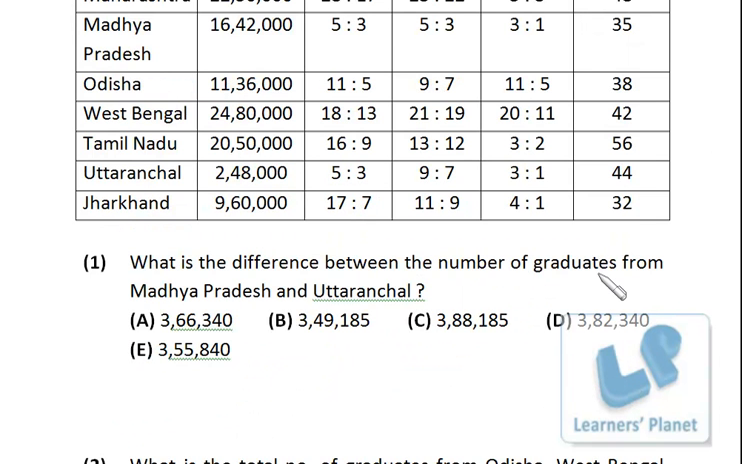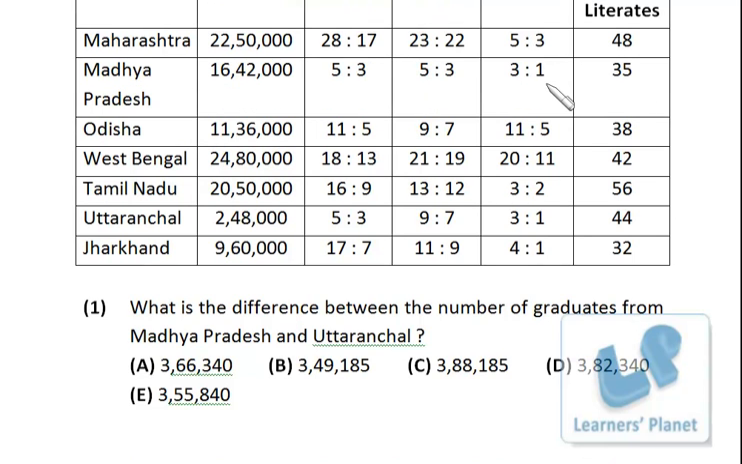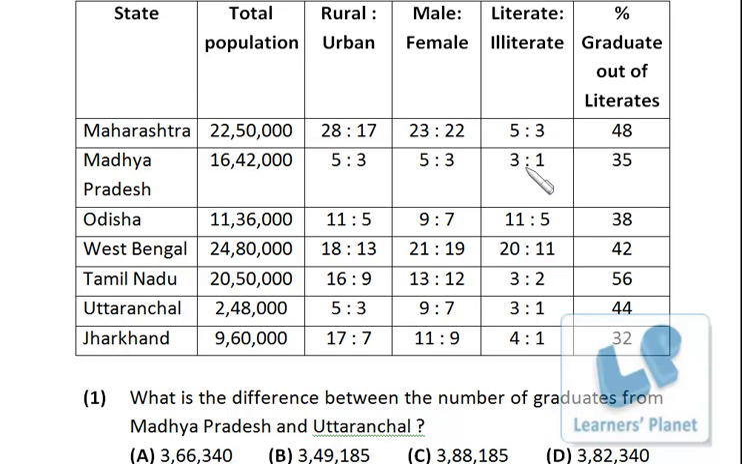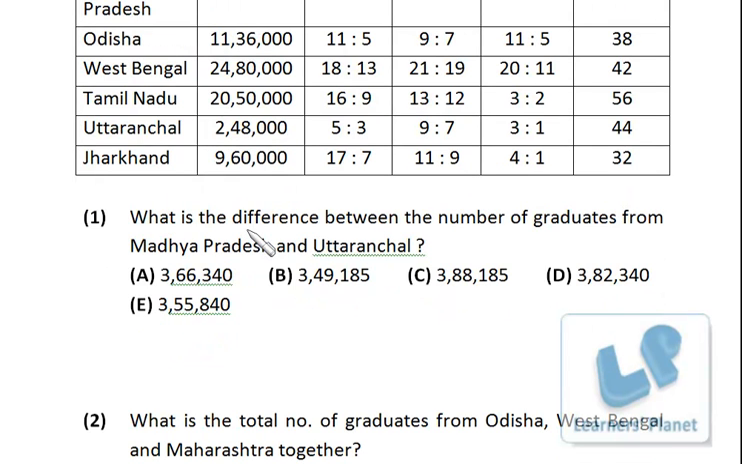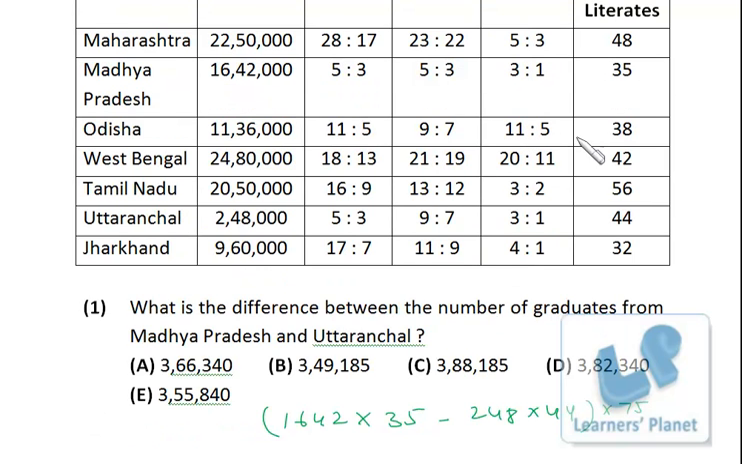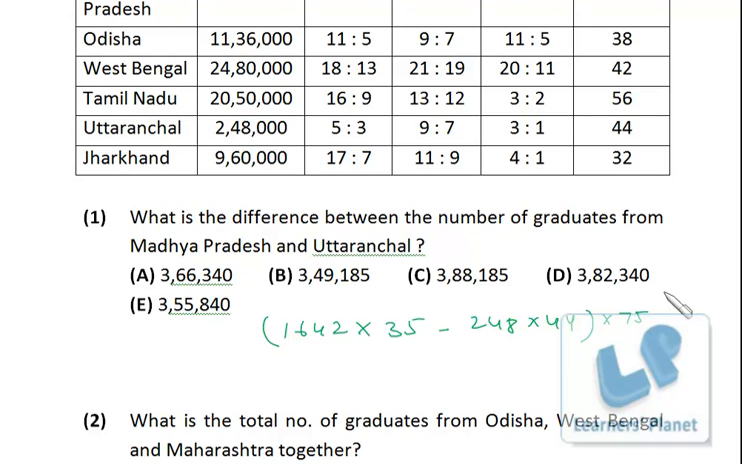Now, what is the difference between the number of graduates from Madhya Pradesh and Uttaranchal? Madhya Pradesh total population is this, graduates are 35% of literates. Now literates are 3 by 4 of 1642, and here also it is 3 by 4 of 248, right? I'm just dropping the last three zeros. So precisely our calculation is 1642 into 35% minus 248 into 44%, and 75% of this, because actually the literate population is 3 by 4. I haven't calculated it over here because that's common between the two. So 75 divided by 100, and once again this is 35%, this is 44%, so in the denominator we'll have two more zeros.